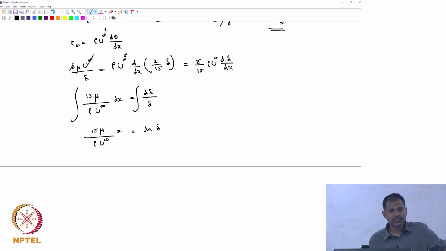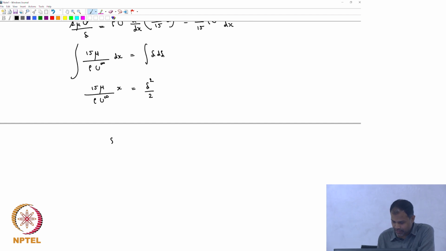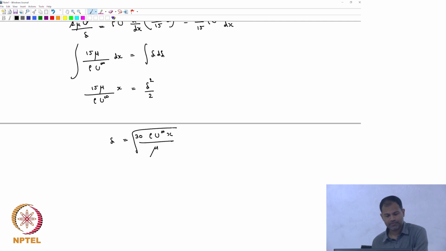What is that? Did I make a mistake? Oh, it's that way. So there can't be a log, right? So it's delta d delta integral. That's right. So that's delta square by 2. Yeah, hopefully that's okay, because we are supposed to get a root, and therefore I get delta equal to square root of 30 mu x divided by rho u infinity. Okay.